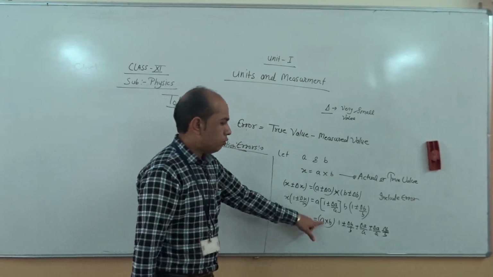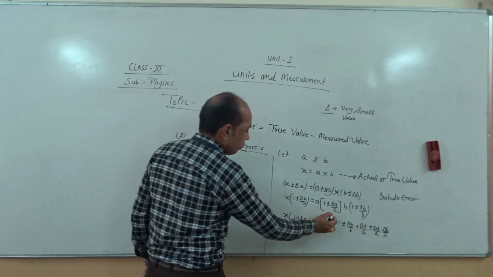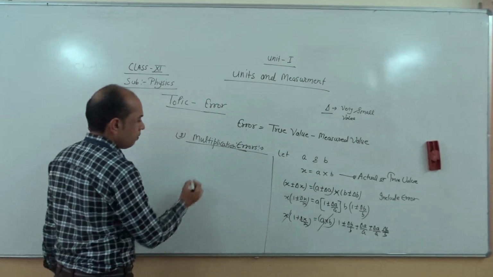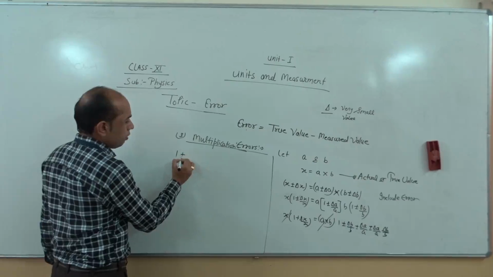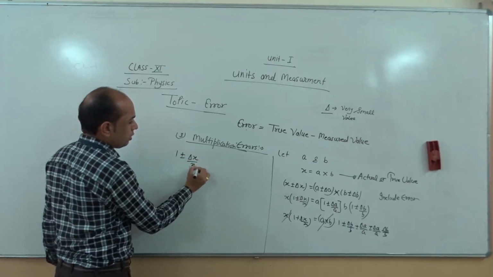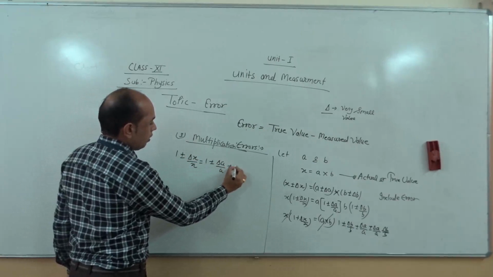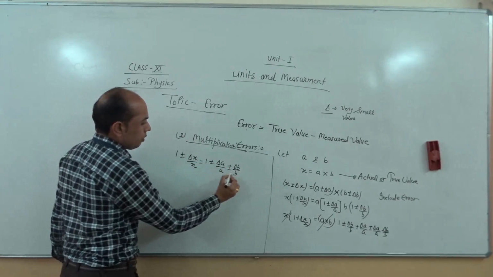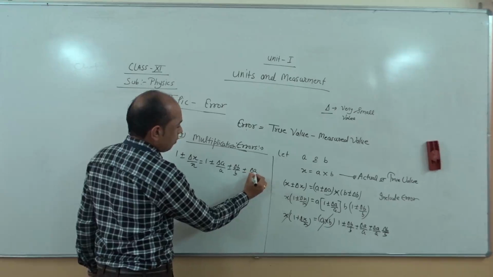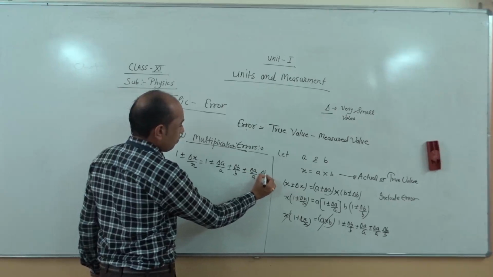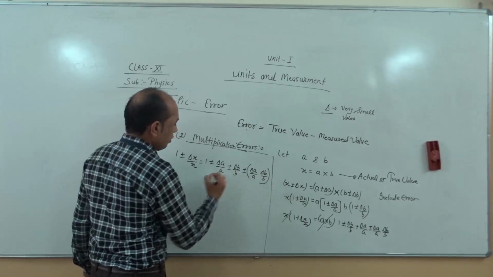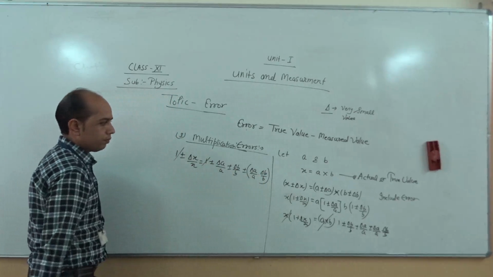Now a cross b is replaced by x, so this is cancelled here. Remaining is 1 plus minus del x upon x. This equals 1 plus minus del a upon a, del b upon b, plus minus del a upon a into del b upon b. Now 1 and 1 here cancel out.